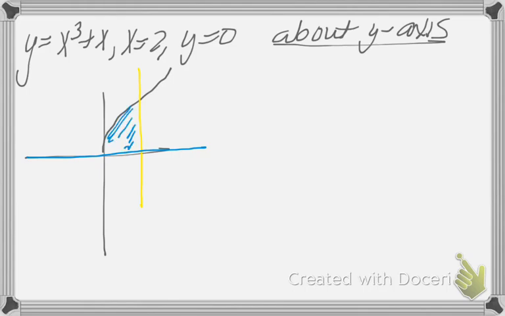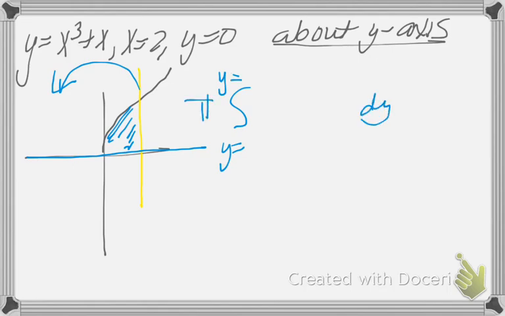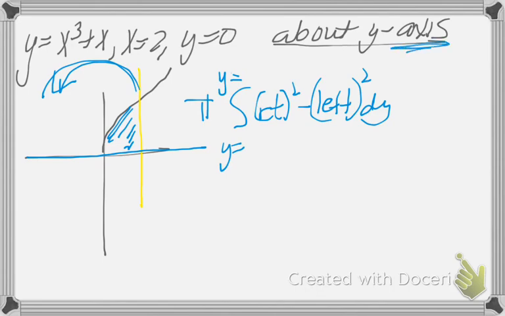Okay, so we're going this way around the y-axis, so therefore we know we need y limits. We know we're going to be dy. We know we have a pi in front. And since we're starting on the right and going this way to the left, it's going to be the right squared minus the left squared. We don't have to worry about adding or subtracting anything in the parentheses because we're going around the y-axis. Okay, so we have pi. My smallest y is down here, which is 0. My highest y is going to be up here.